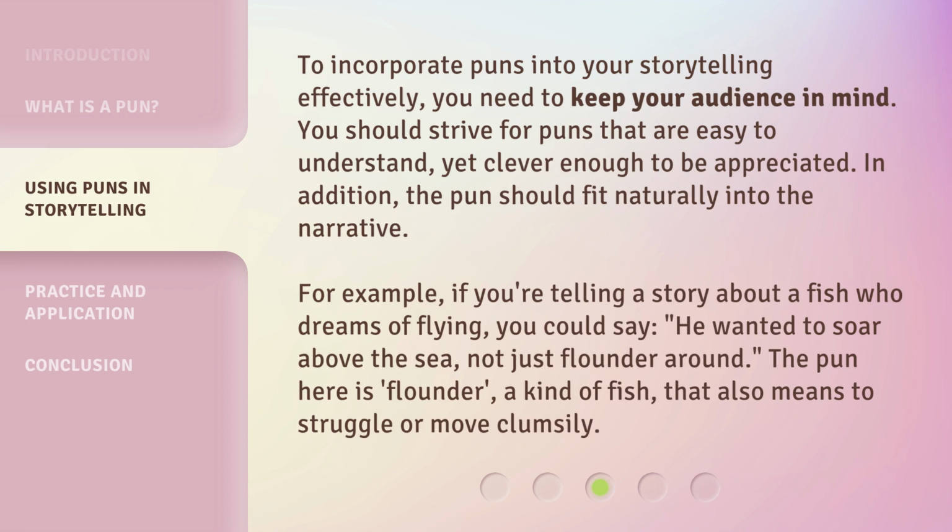For example, if you're telling a story about a fish who dreams of flying, you could say, "He wanted to soar above the sea, not just flounder around." The pun here is flounder, a kind of fish, that also means to struggle or move clumsily.